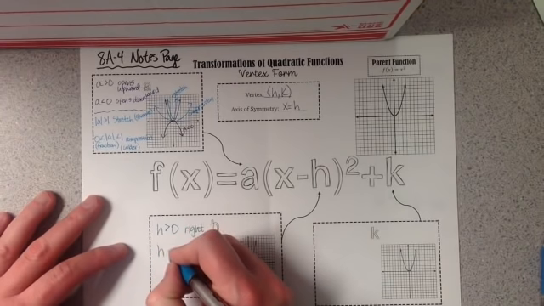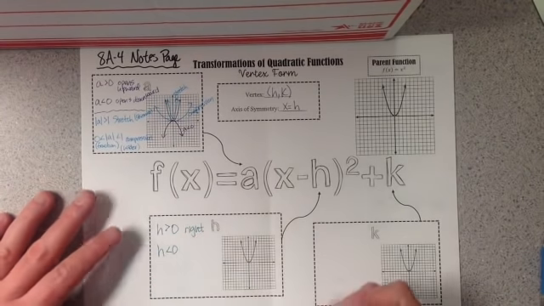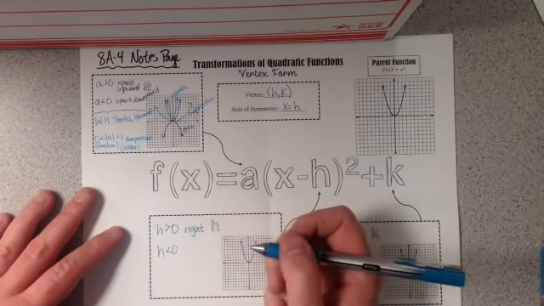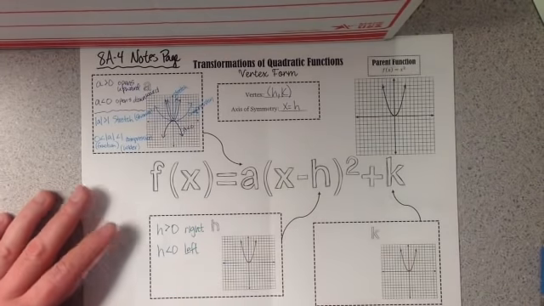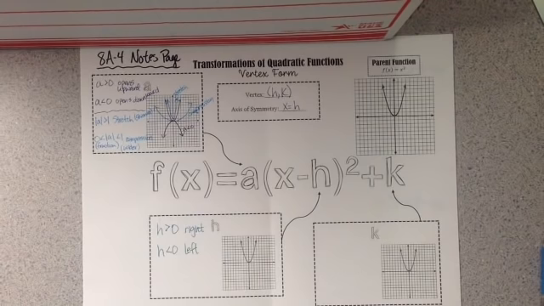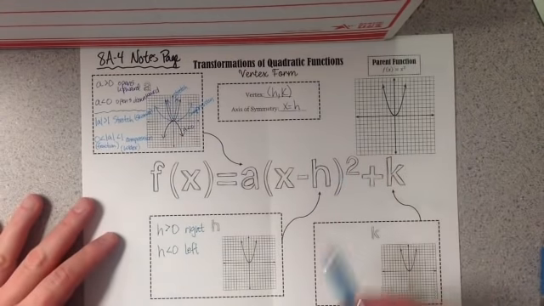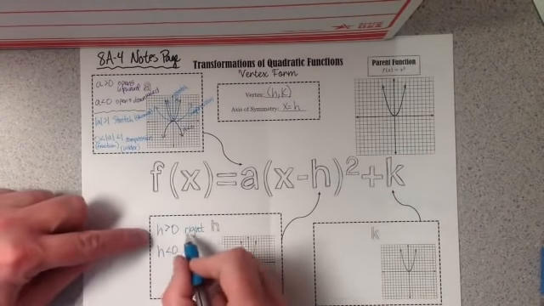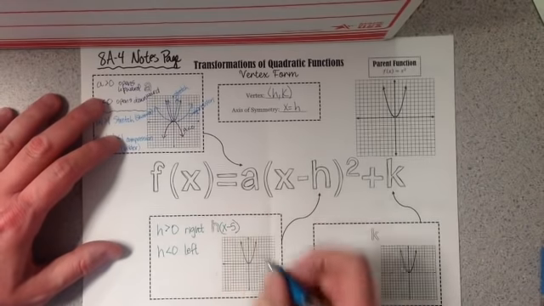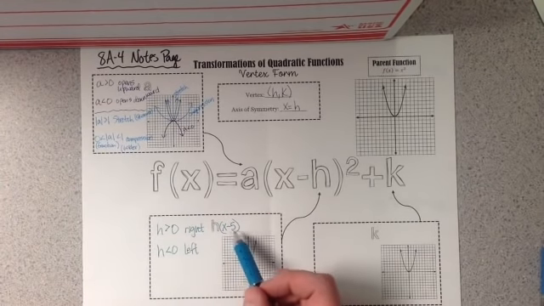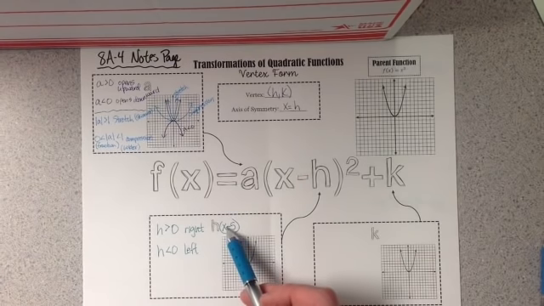If h is less than 0, meaning it is a negative number, then the whole parabola will move to the left. Now it's important to understand this part, okay? For h being positive, that would be something like, for instance, x minus 5. That would mean it would move 5 spaces to the right because the h is positive, even though it says minus x.